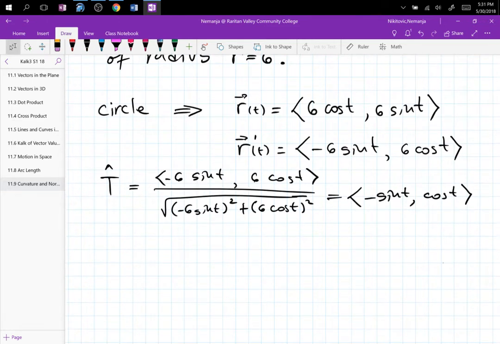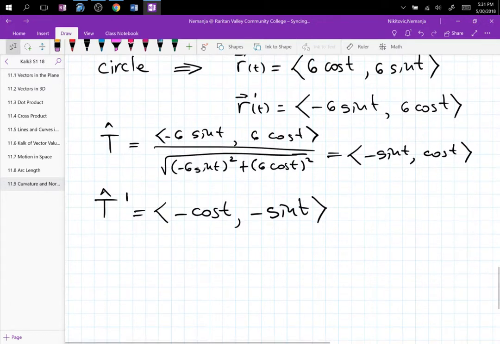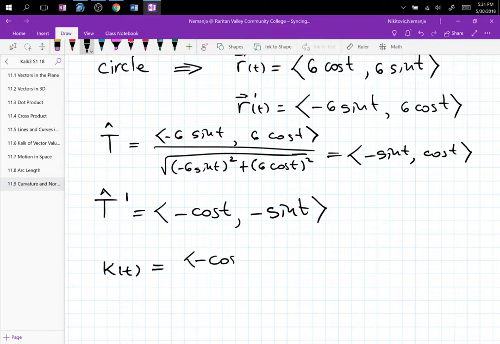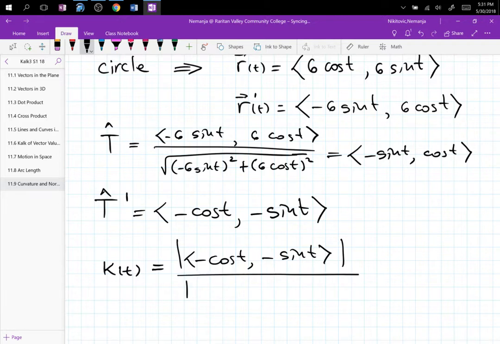Now I need the derivative of that vector, which is going to be negative cosine t, negative sine t. And then to find the curvature with respect to t, I'm going to divide the magnitude of the derivative, so negative cosine t, negative sine t, magnitude, divided by the magnitude of vector r prime, which is negative 6 sine t, 6 cosine t.